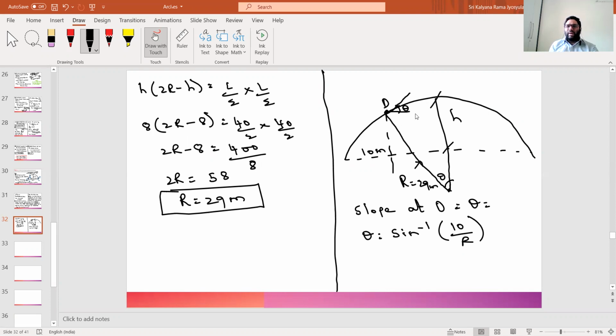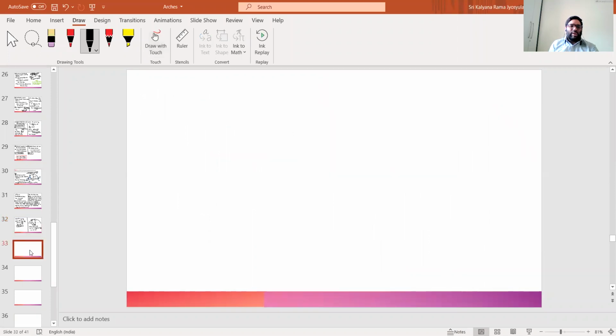Opposite side by hypotenuse. You can see that opposite side by hypotenuse, so 10 by r, because it is sine theta. So theta is equal to, r is already 29, so theta equals sine inverse of 10 by 29. This is the only additional step in the circular arch. It comes to 20.171 degrees. This is theta.